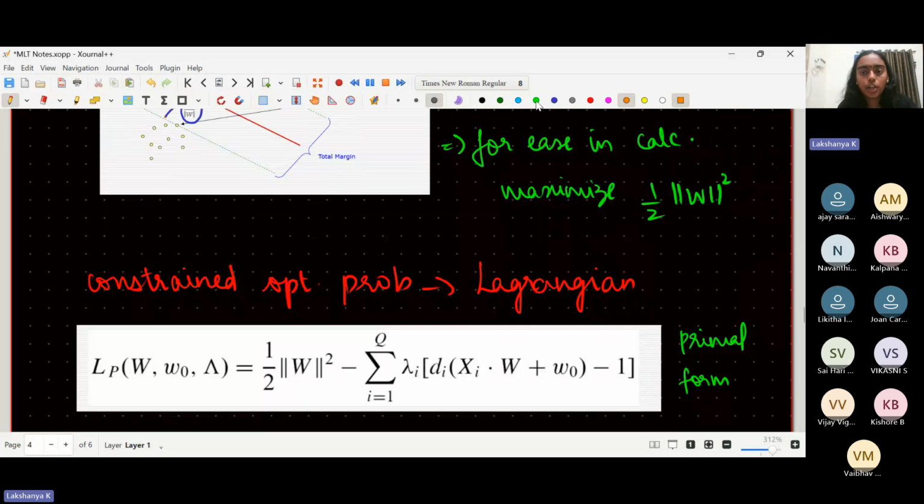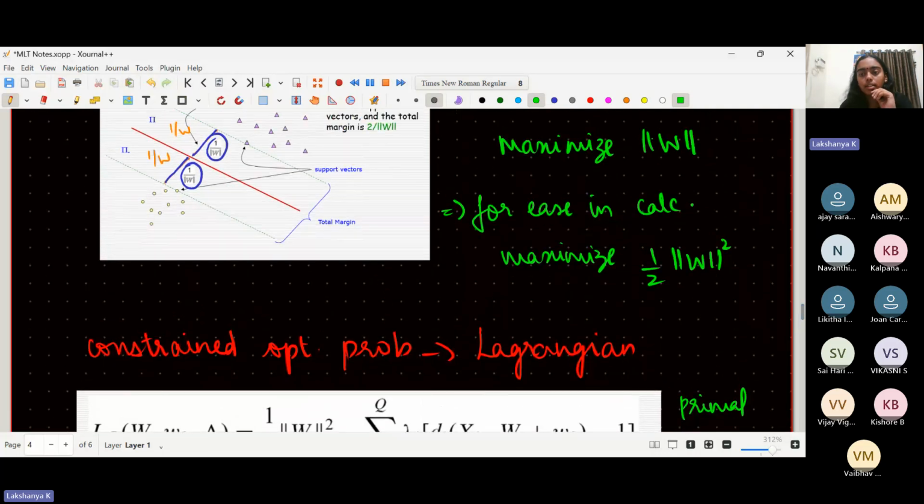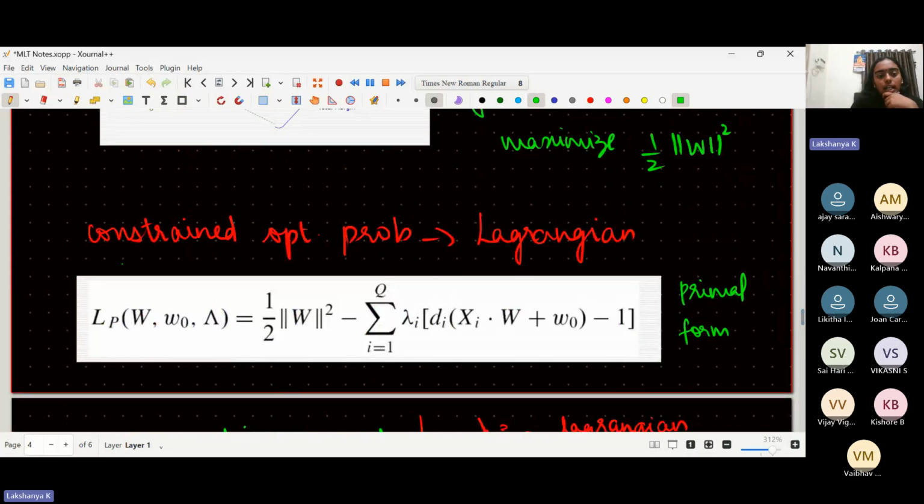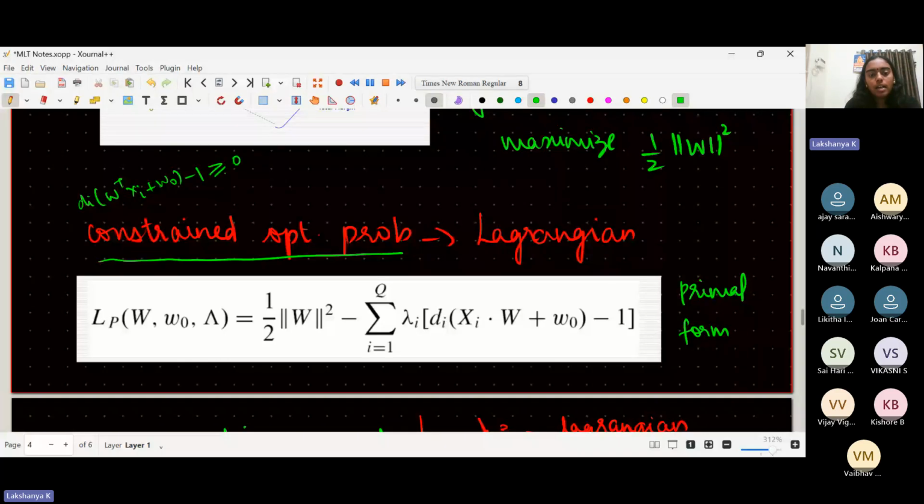So what I want you to take away from this whole slide so far is that we want to maximize norm of W. That's our objective function. And we have a constraint, right? So we have a constrained optimization problem. We had a constraint which said Di into W transpose Xi plus W naught minus 1 is greater than or equal to 0, and we want to maximize half of norm W squared. So you have an objective function and you have some constraints. Then the technique you use to solve the optimization problem is something called the Lagrangian technique.